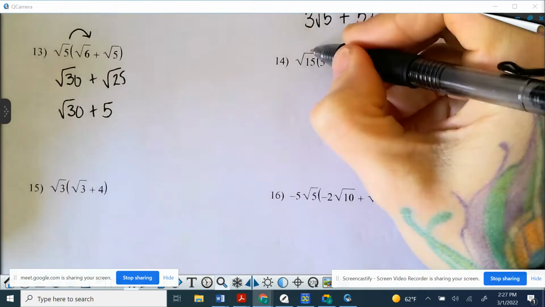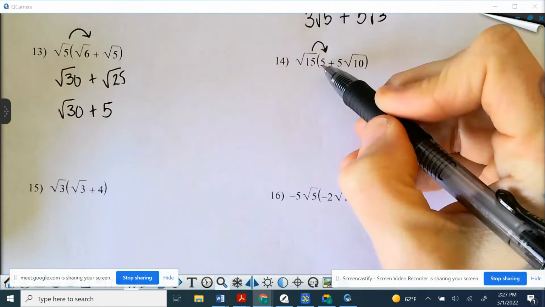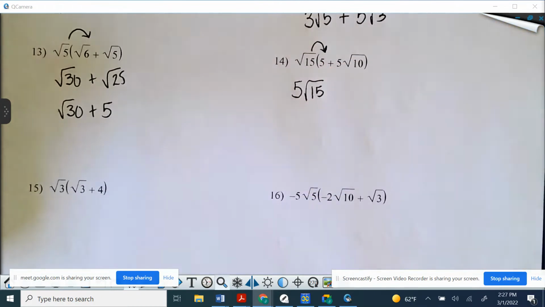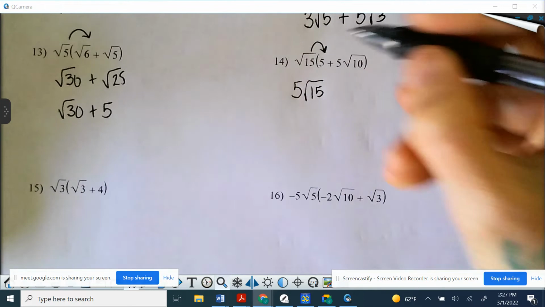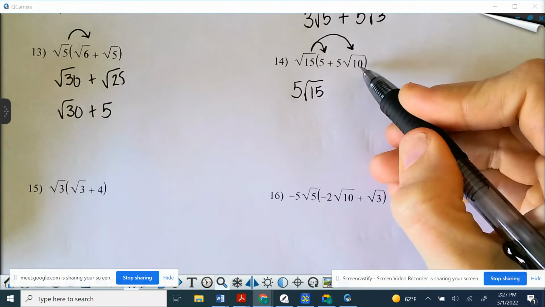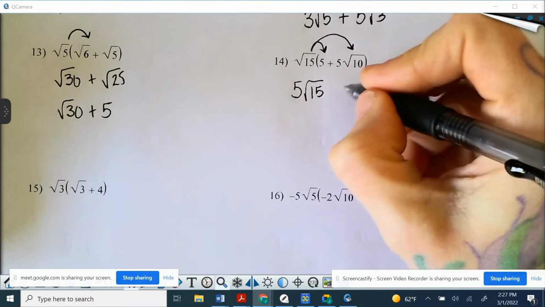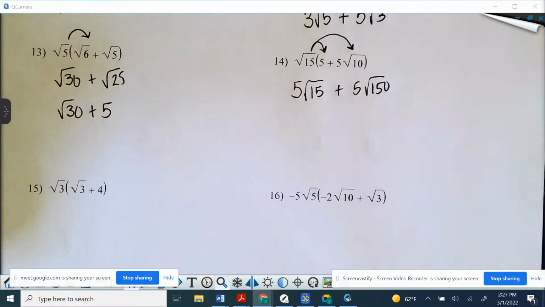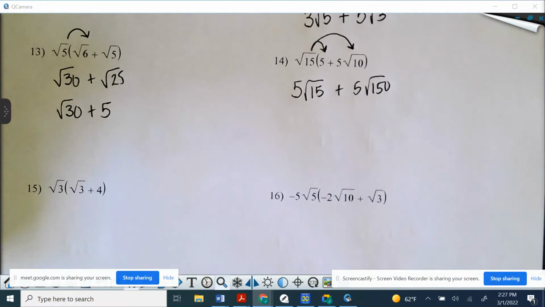Square root of 15 times 5. Again, this is not a root, so we're just going to write 5 times the square root of 15. And then square root of 15 is only going to mess with that 10 here. So that means I have 5 times the square root of 150. And 150, hopefully, we definitely can simplify.